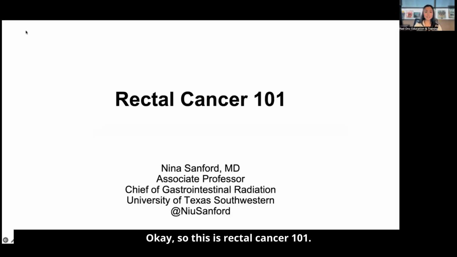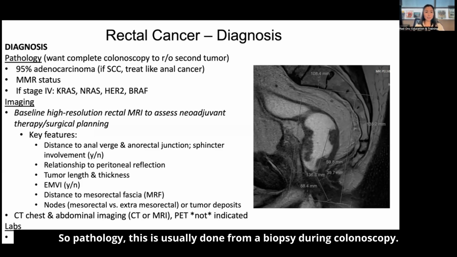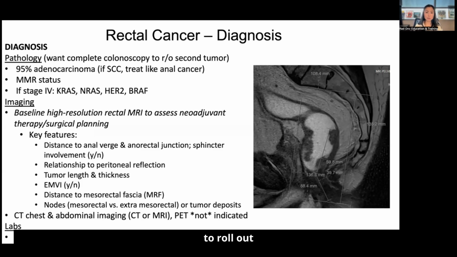Okay, so this is rectal cancer 101. Let's start with how we diagnose rectal cancer. I break it up into pathology, imaging, and labs. Pathology is usually done from a biopsy during colonoscopy. If the patient hasn't had one, you also want to get a complete colonoscopy to rule out a second tumor.